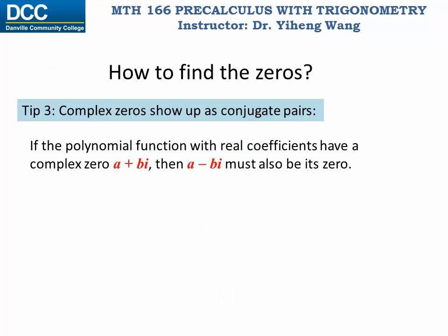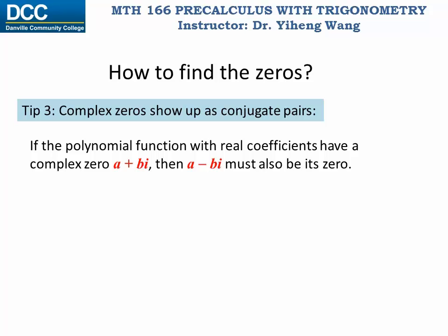Let's look at another tip. If a polynomial function has all real numbers as its coefficients, but it does have a complex 0, a plus bi, then the conjugate number a minus bi must also be a 0 for this polynomial function. In other words, for this polynomial function, its complex zeros always show up as conjugate pairs.